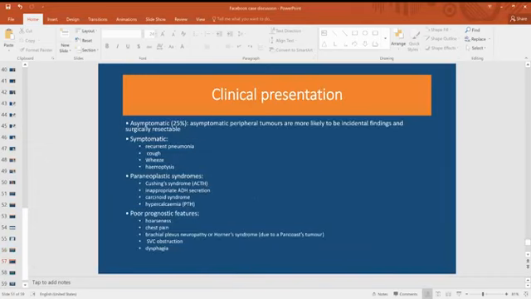In the clinical presentation of patients with lung cancer, about 25% are asymptomatic. Symptomatic patients may have recurrent pneumonia due to obstruction, cough, wheezes, and hemoptysis. We have paraneoplastic syndromes: Cushing syndrome, ADH secretion, carcinoid, hypercalcemia. And we have prognostic features: hoarseness of voice, chest pain, brachial plexus neuropathy, superior vena cava obstruction, and dysphagia.